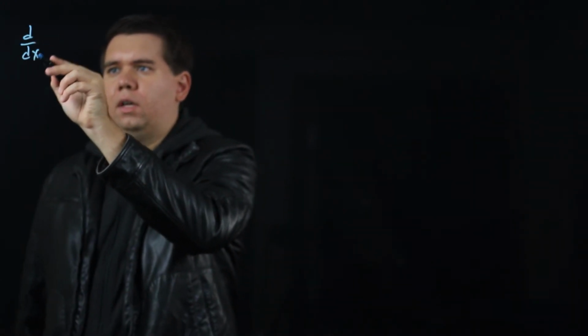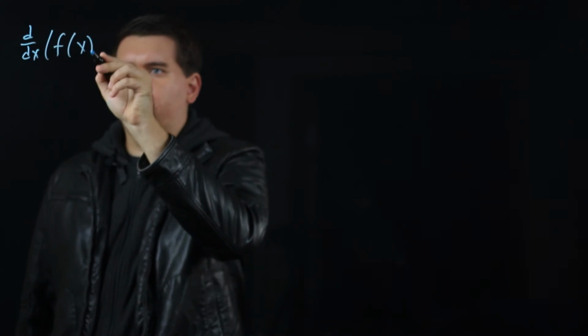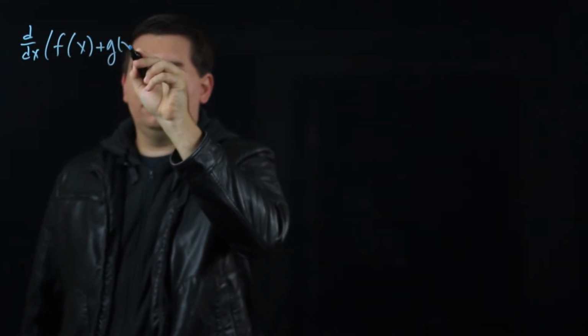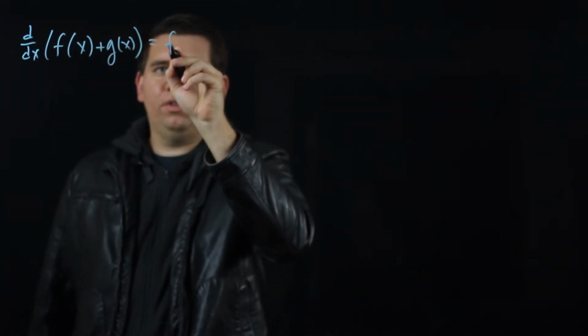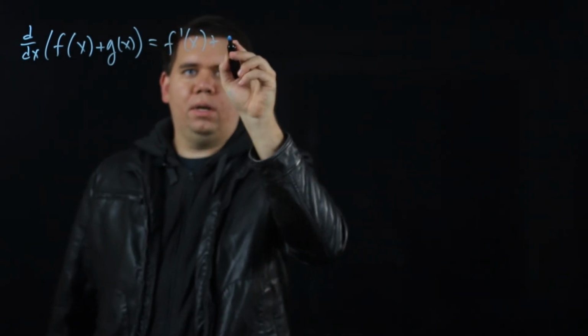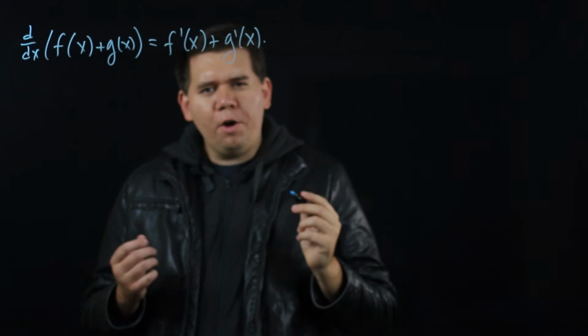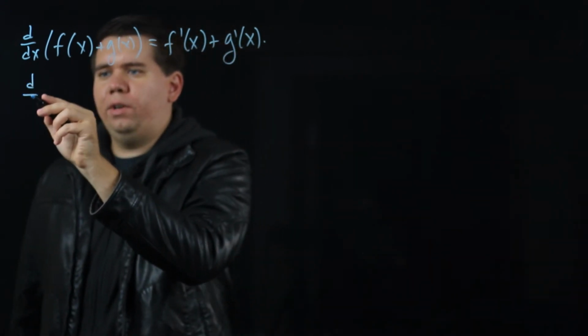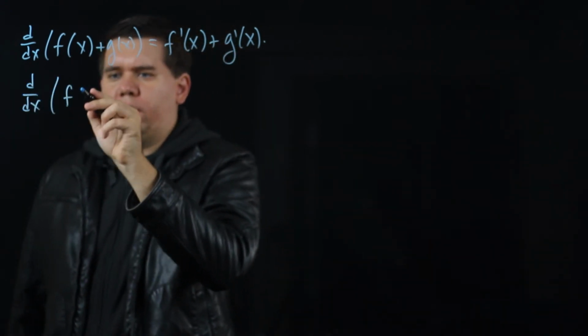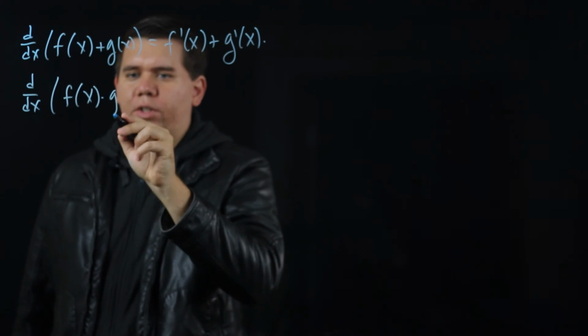We saw that the derivative of the sum of two functions, f of x plus g of x, is just equal to the derivative of the first function plus the derivative of the second function. How about the product? What is the derivative of the product of two functions, f of x times g of x?